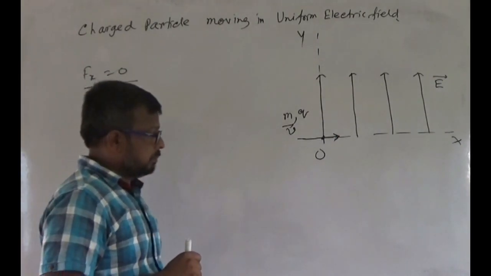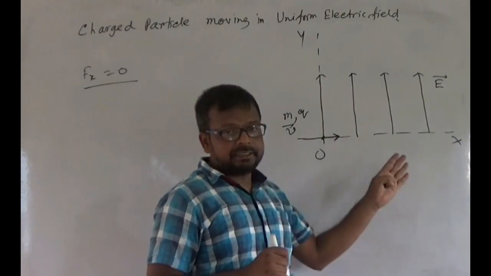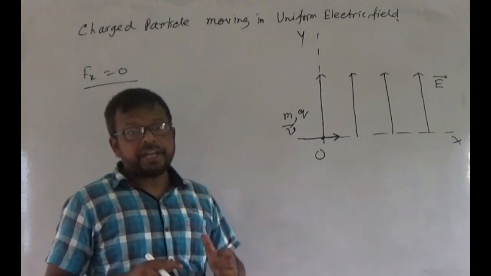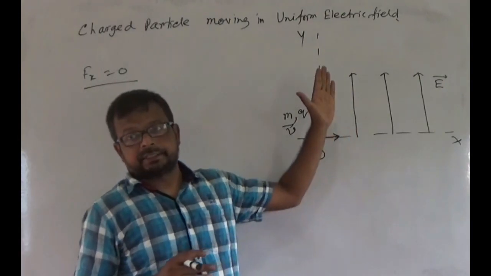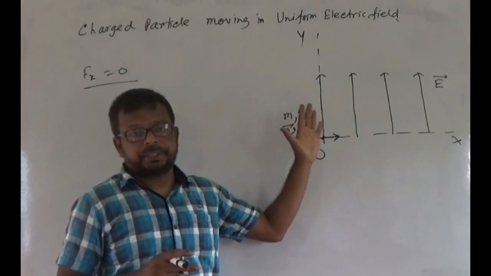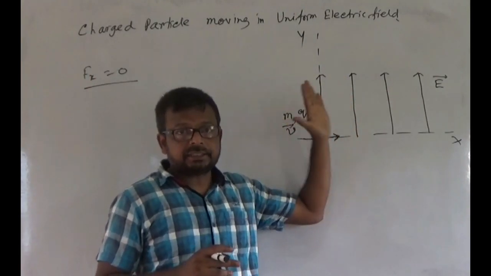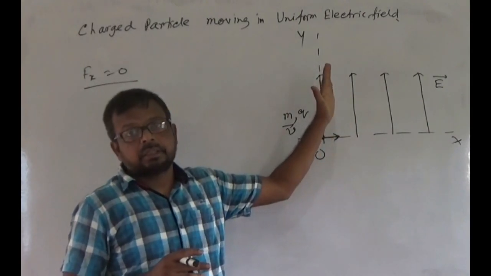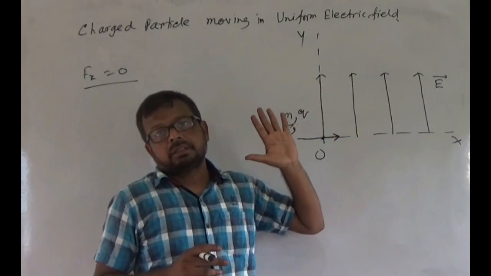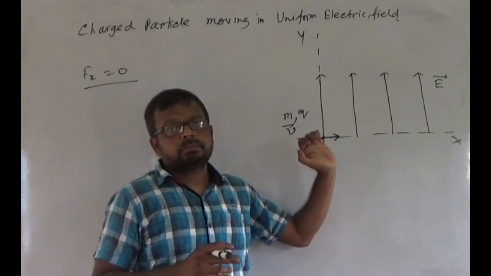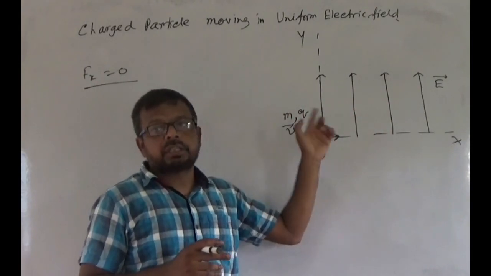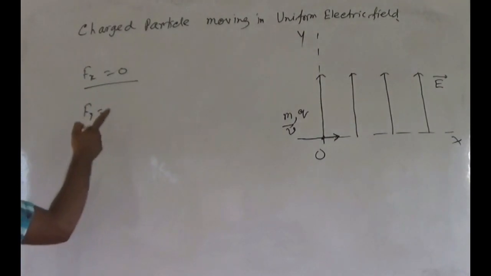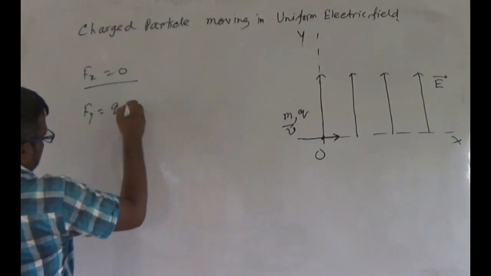But as it enters the region of the electric field, it experiences a force along y direction. Right? It experiences a force along y direction. Since there is an electric field along y direction, electric field E means force on a unit positive charge is E. Therefore, force on charge q is q into E. That means force along y direction is qE.